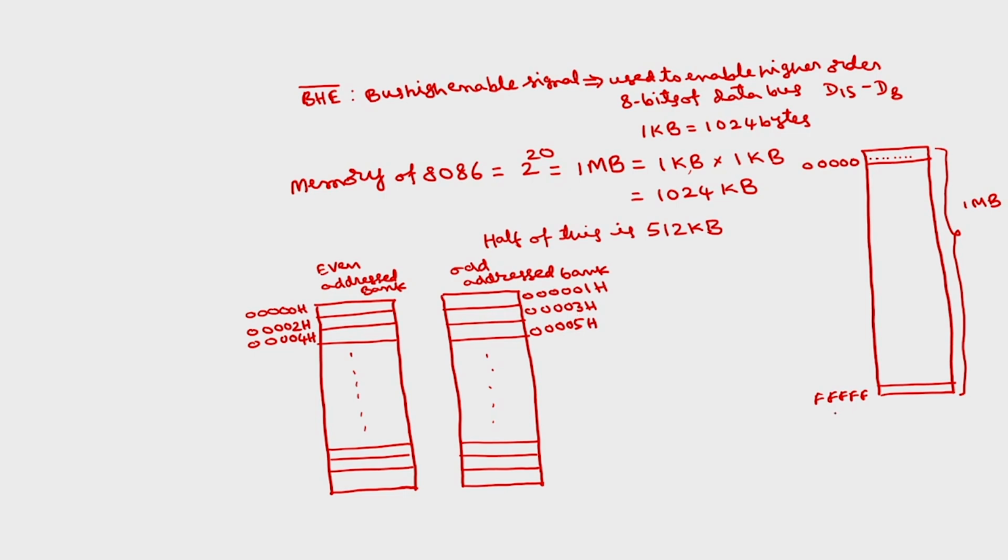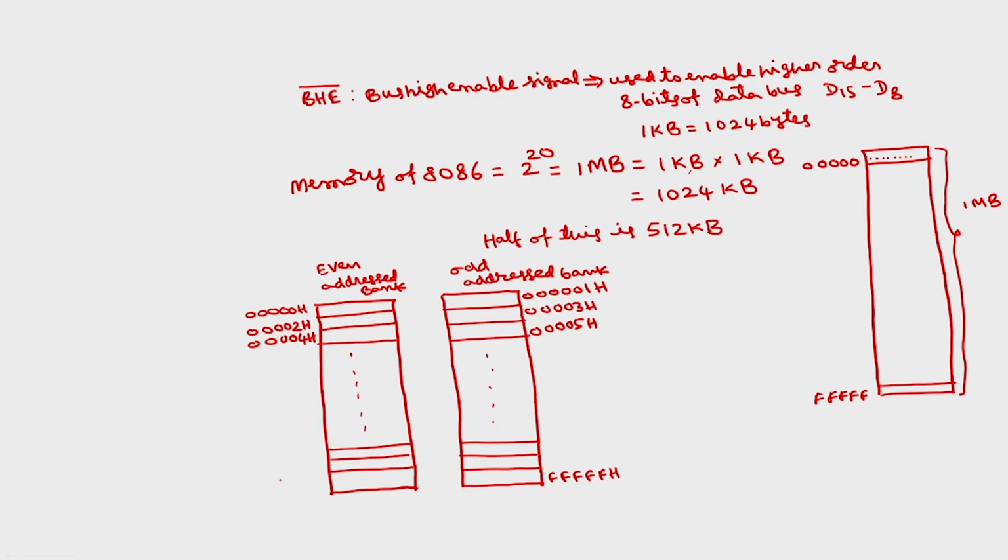And what about the last address, FFFFFH? This is an odd address. So the odd address will be here, because starting with here it has to end with this. Okay, so this is odd address 15. So FFFFFH will be the odd address.